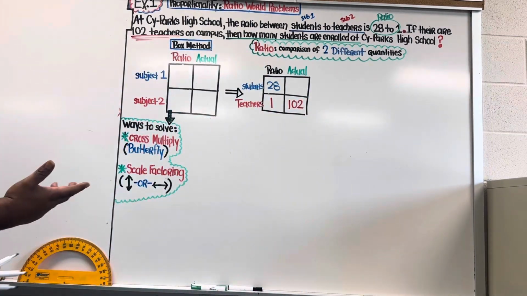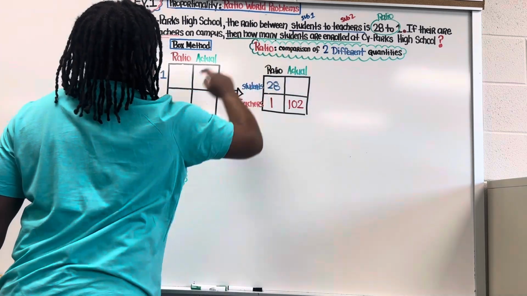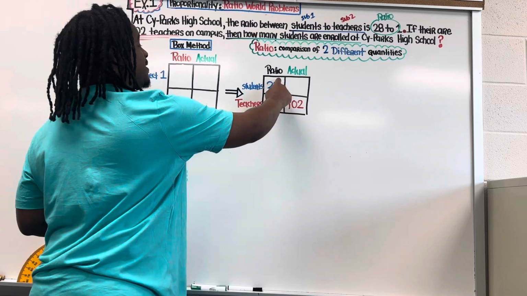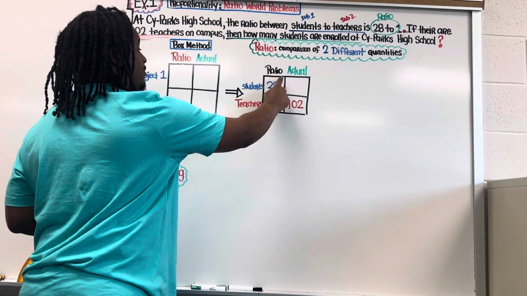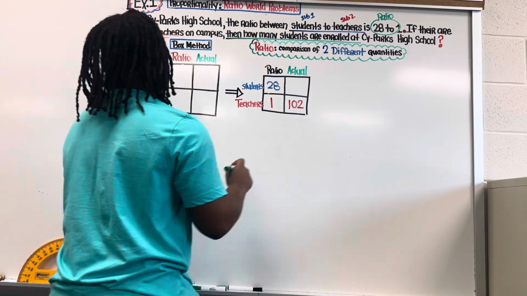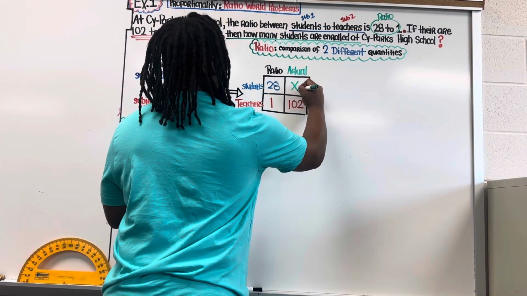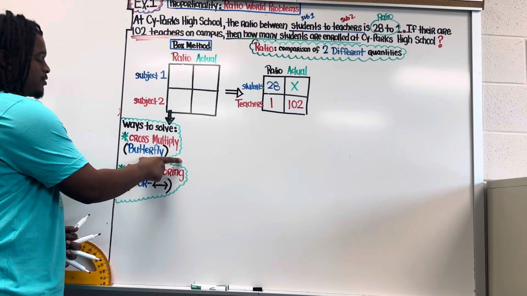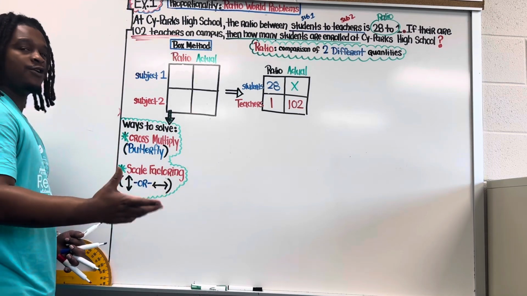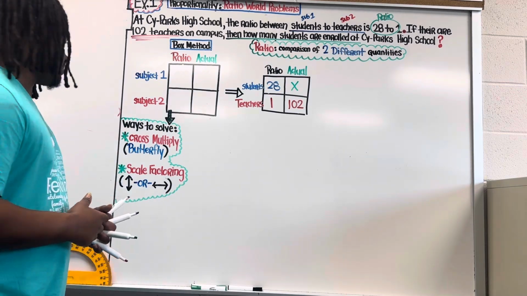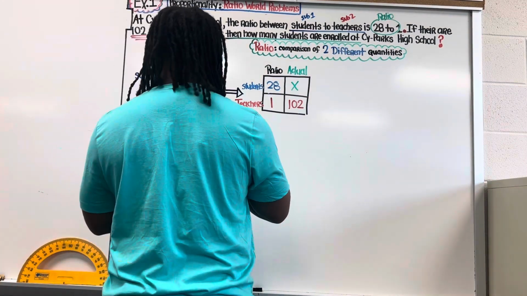Okay? And then remember, guys, the question is asking how many students are enrolled at Cy Parks. We don't know how many students are enrolled, but because we have the ratio between the number of students versus the number of teachers, and they've given us the number of teachers, we can find out the actual amount of students enrolled at Cy Parks High School, okay? So once again, guys, here are the two different ways we can do it. We can cross multiply or we can do scale factoring. I'm gonna cross multiply in this particular example, but you can also scale factor too, just like I showed in other examples, okay? All right, so let's go ahead and cross multiply.